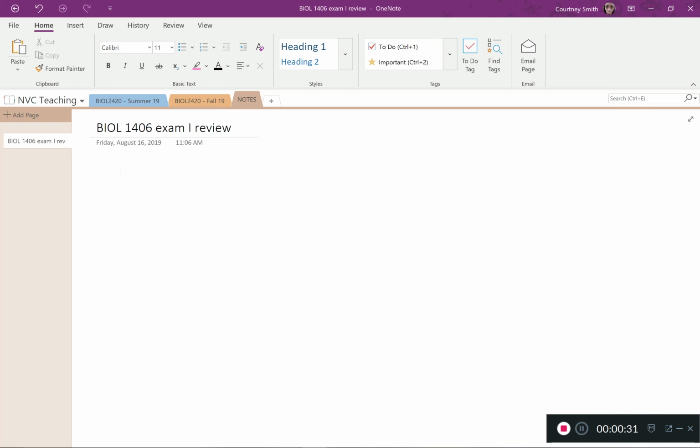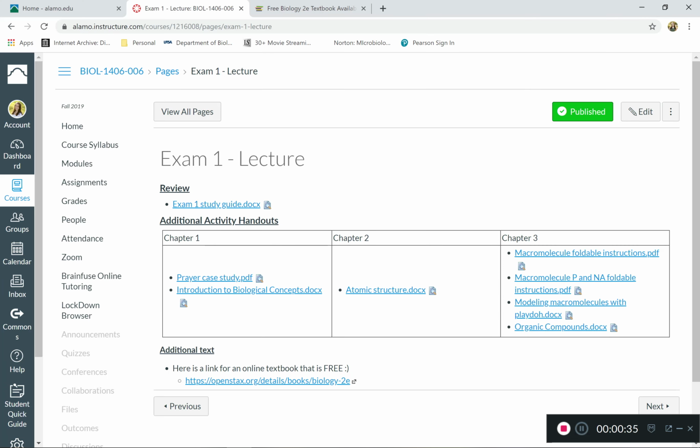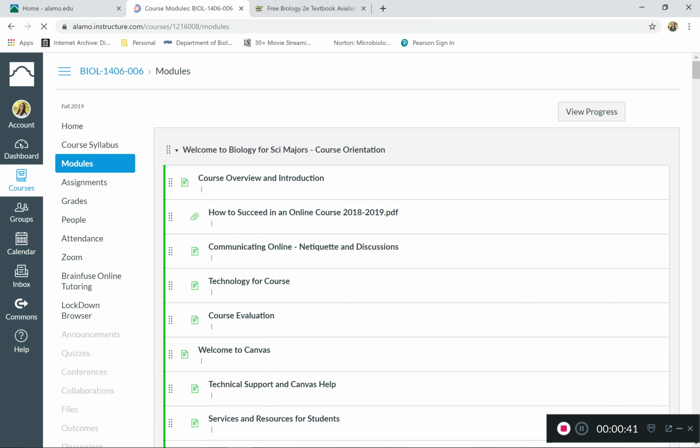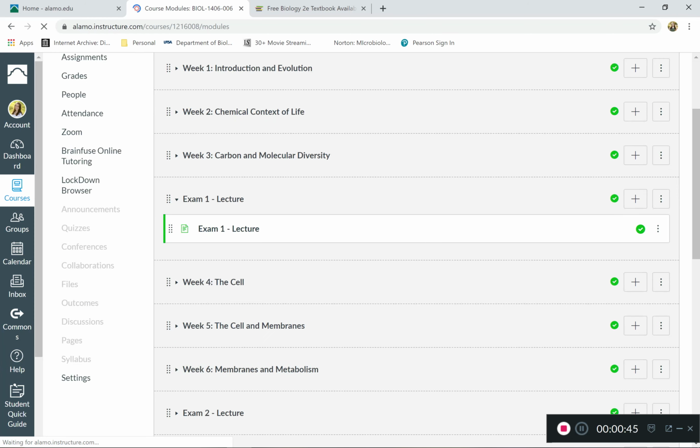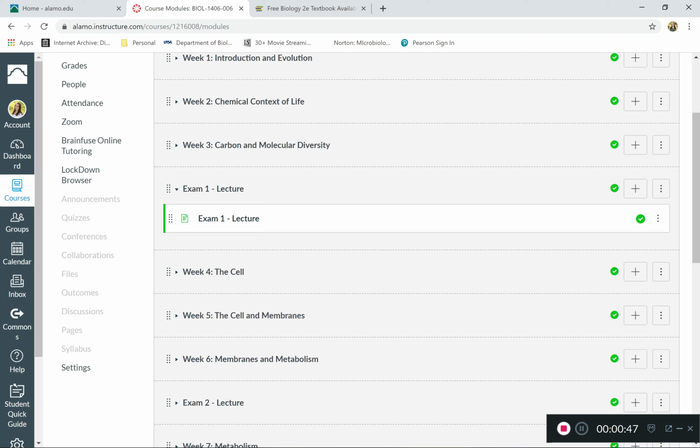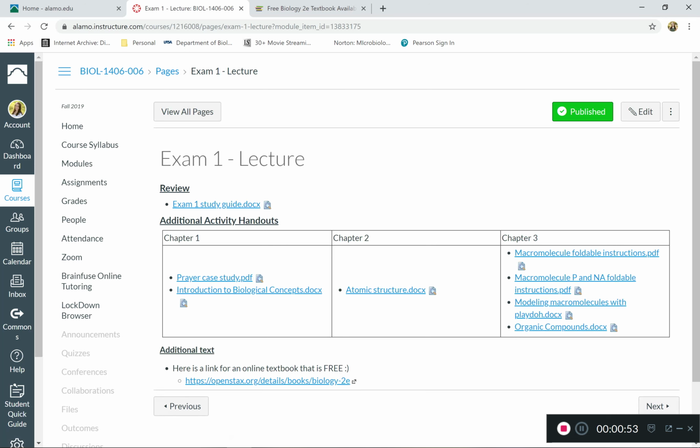Before I even get started, I want us to look at our Canvas page real quick. If we go to our Canvas page, we can go to modules. And if you scroll to where I have exam 1, right here in between weeks 3 and 4, I updated the exam page just a little bit. I added 3 additional things.